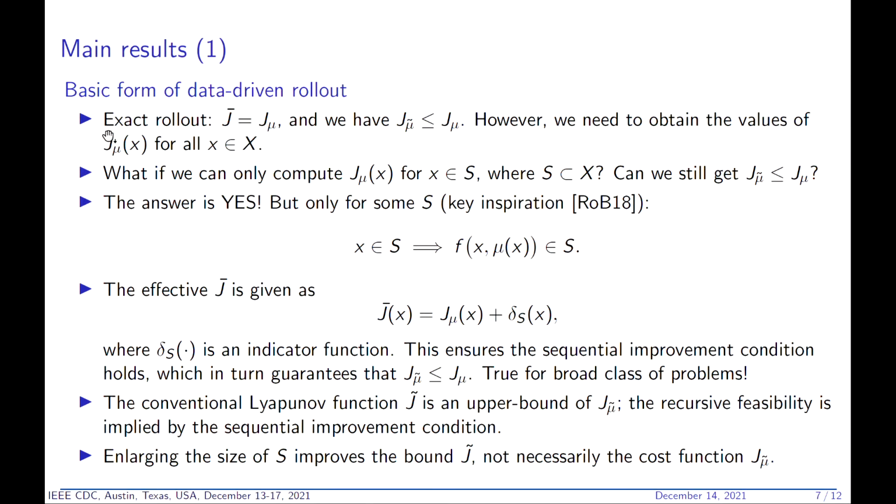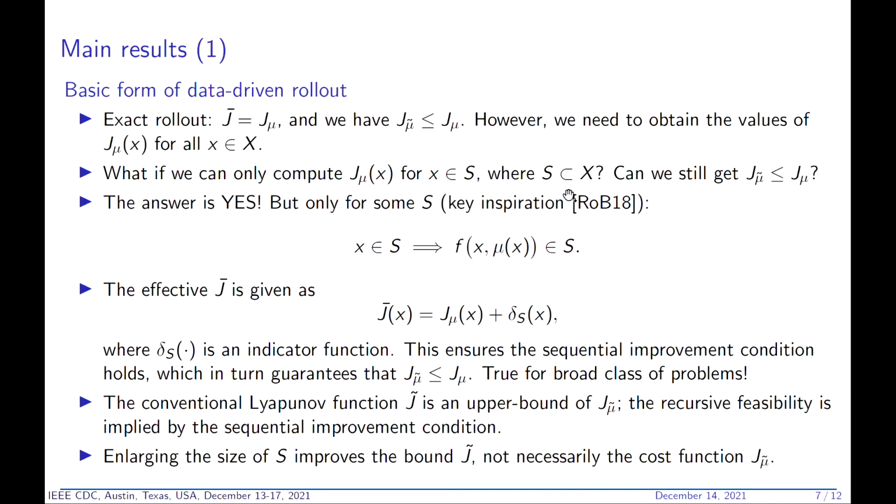We know that exact rollout is obtained by setting J bar equal to J mu, and we have it outperform the base policy. However, in this case, we need to obtain the values of J mu for all x, or at least have means to compute them. What if we can only compute a subset of J mu, not all of them? Can we still get this outperformance property? Well, the answer is yes, but only for some type of S.